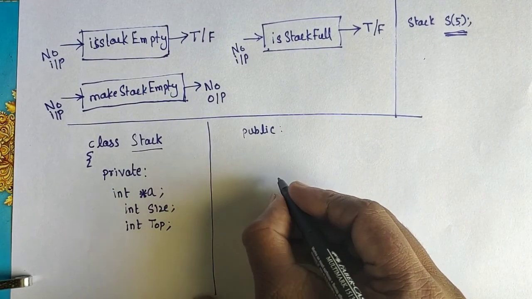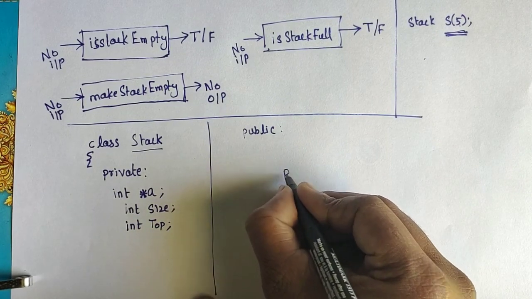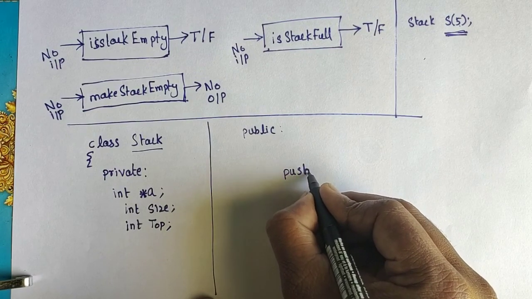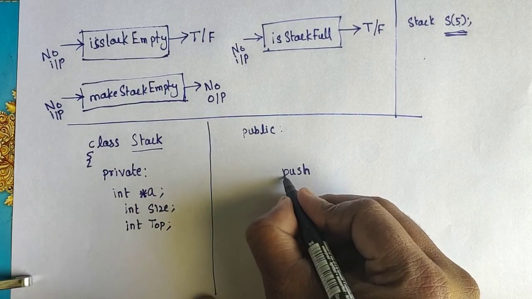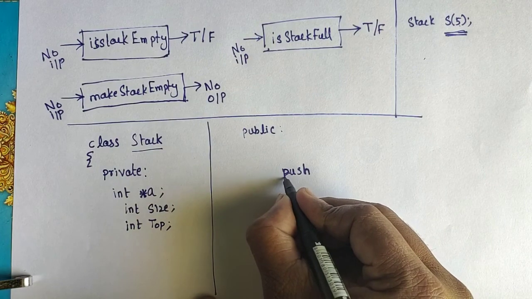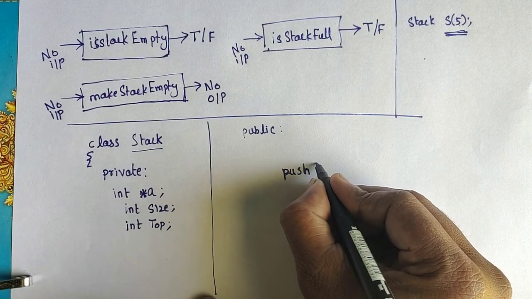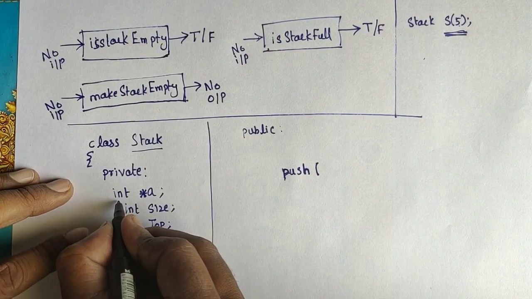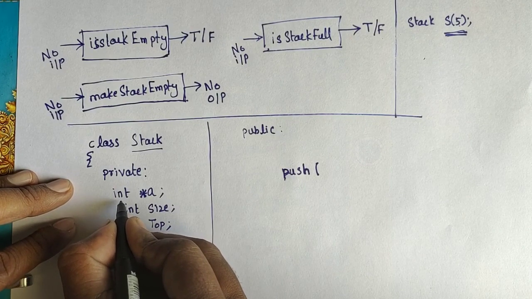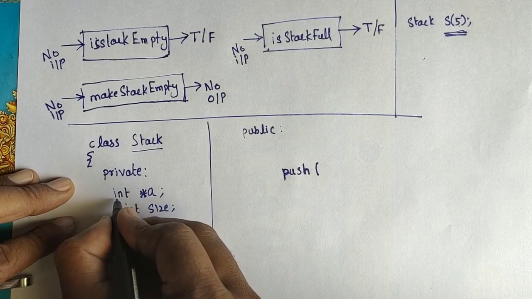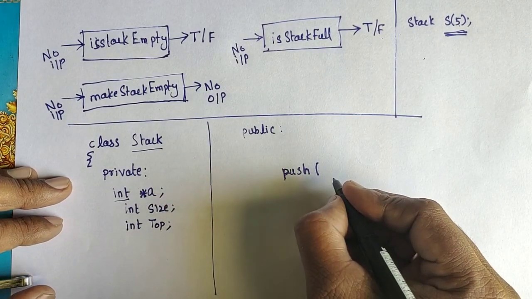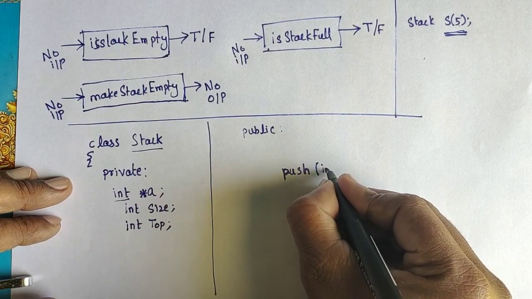So the first function is the push. For this push function, I have added the function name as push. And what should be the input for this push operation? The element to be inserted, that is x. And what is the type of the element? That depends on the type of the stack. So for which type we are creating the stack? Int type. So the element type also should be an integer.